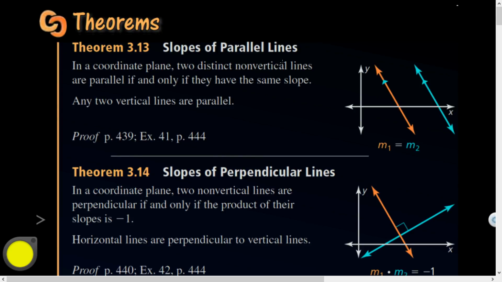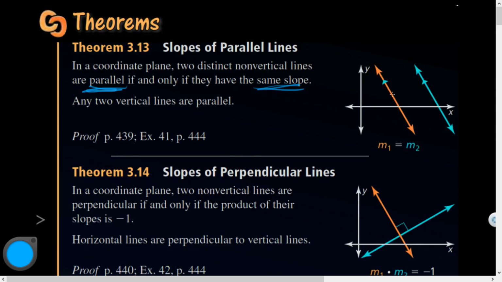And we realized, or maybe you guys already knew this, but here we go. Here's a theorem. Slopes of parallel lines. Theorem: in a coordinate plane, two distinct non-vertical lines are parallel if and only if they have the same slope. So parallel, and this is if and only if, has the same slope. So m sub 1 is going to equal m sub 2.